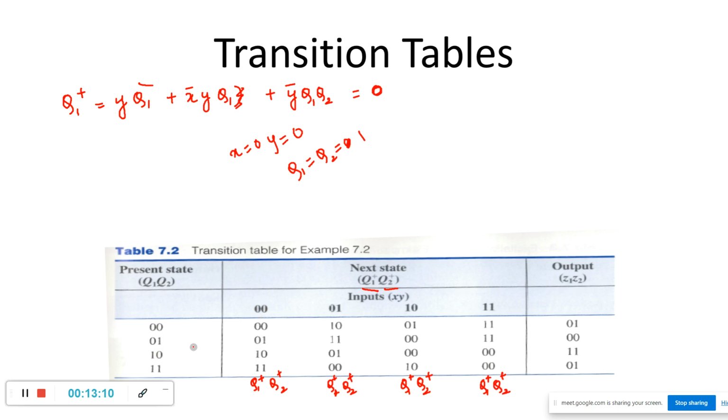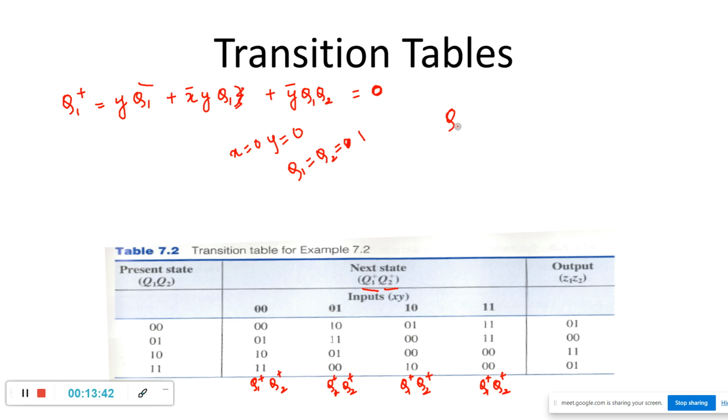Next, how did you get this 1? Substitute x y 0 0, q1 q2 1 0. You will get 1. Next, how did you get this 1? Substitute x y 0 0 and q1 q2 1 1. You will get 1. Substitute in the q1 plus expression. Similarly, inputs will change now: 0 1 x y and present state is 0 0. You will get this. So similarly, you have to fill all the q1 plus columns.